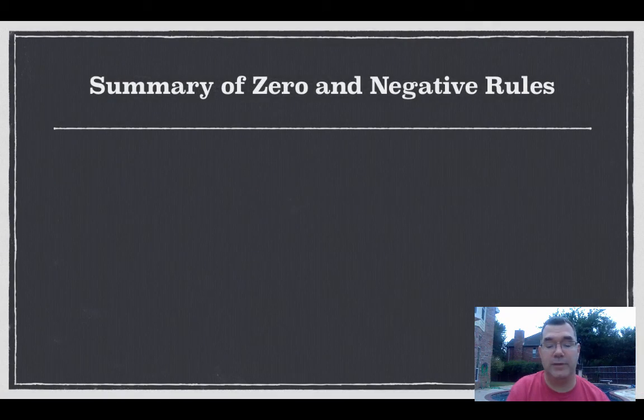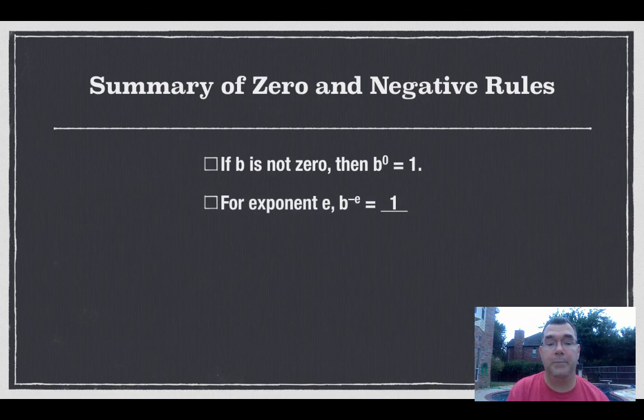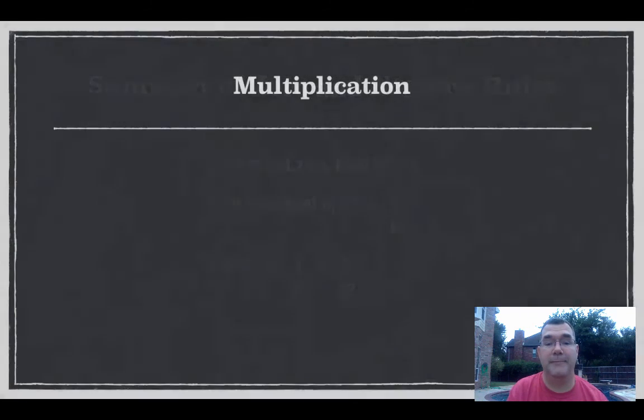All right, so let's just kind of summarize what we learned in that table. If the base is not 0, then any base to the 0 will equal 1. Okay, and if I have any exponent e, if a base is being raised to a negative exponent, I can take that base and exponent and put it at the bottom of a fraction, and that will make the exponent positive. So those are nice rules to remember. So in other words, if I have 2 to the negative 5, that's actually 1 over 2 to the positive 5, which is 1 over 2 times 2 times 2 times 2 times 2, which is 32. So 1 over 32 is the same thing as 2 to the negative 5.